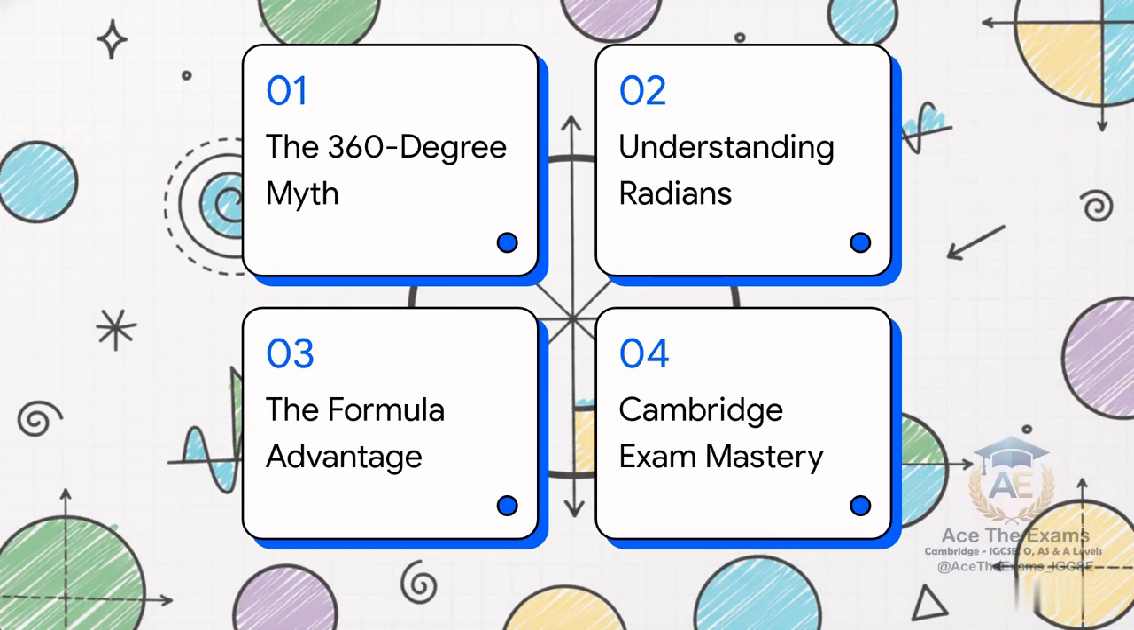So here is our perfectly structured game plan for today to get you fully exam ready and scoring in the top percentile. First, we are going to debunk the 360-degree myth. Second, we'll formally define radian measures so you understand the why behind the numbers. Third, we'll look at the formula advantage. This is where we literally see red pen marks turn into green check marks. And finally, Section 4, Cambridge Exam Mastery, where we'll put you on the clock in an interactive workshop to dissect real past paper questions. Let's dive in.